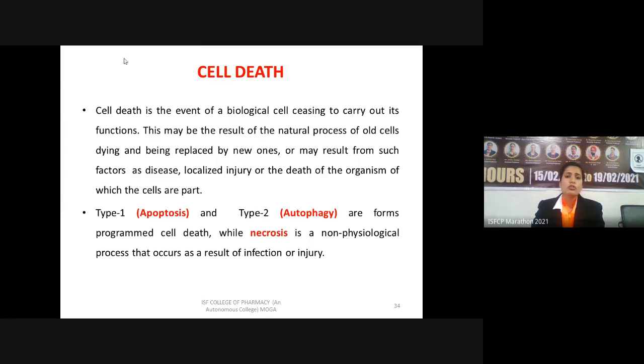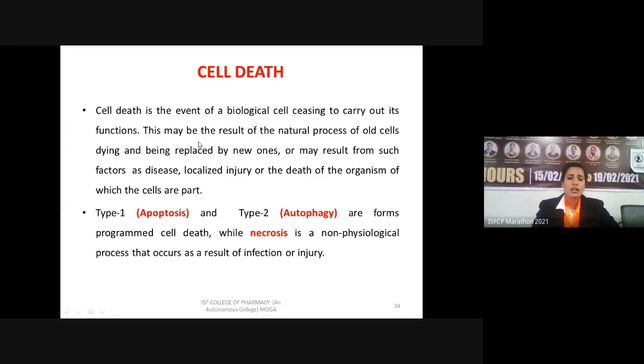Cell death is of the following types. It may be type 1 cell death, known as apoptosis, and type 2, known as autophagy. Both autophagy and apoptosis are known as programmed cell deaths, in which our body decides that this cell is defective, or there is a spread of any infection or any injury, and that this cell needs to die.